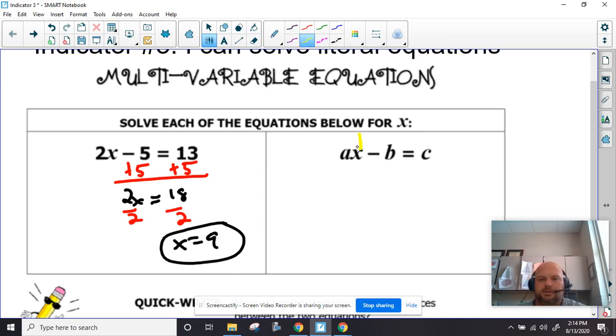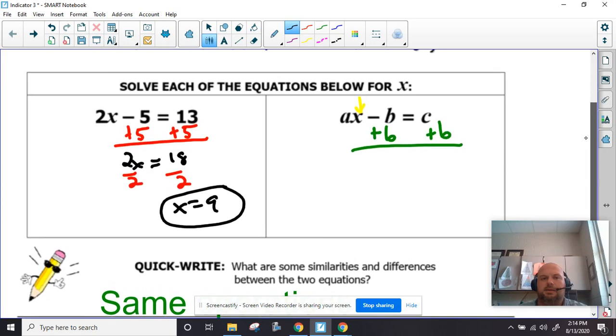So right here, here's my x. So what's being done to it? Well, it's being multiplied by a, and that's all being subtracted by b. So again, let's do the opposite. So opposite of minus b is add b. So this is ax. This is c plus b is, guess what? C plus b. That's it. You can't combine them.